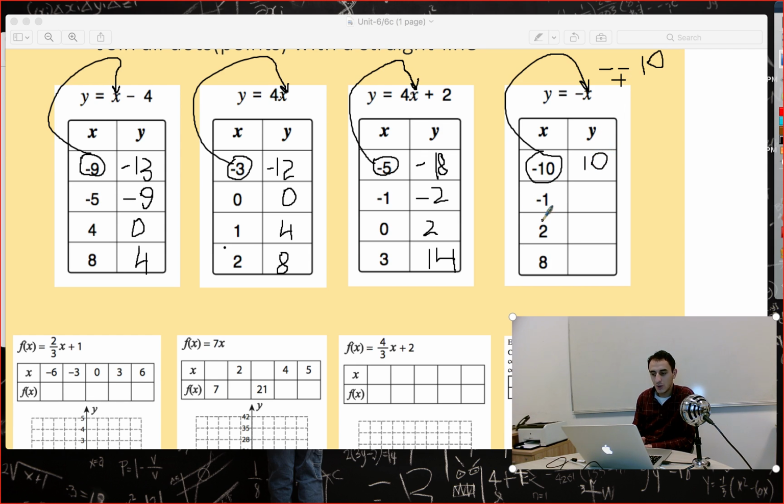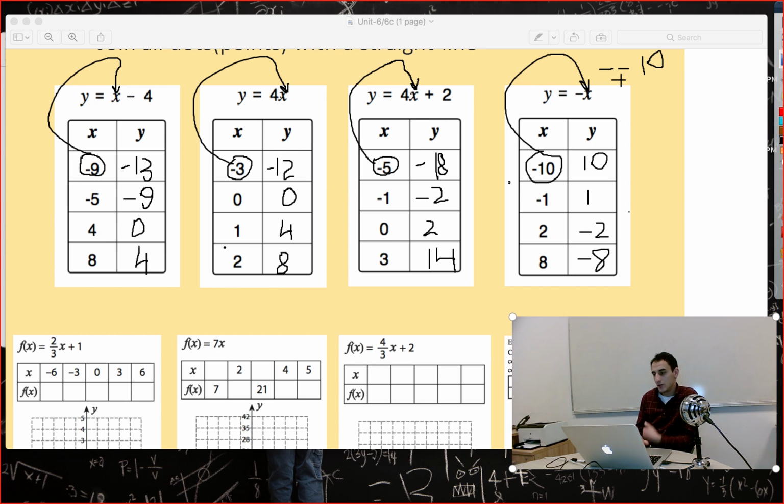Okay, negative 1, change the sign, 1. 2, change the sign, negative 2. 8, change the sign, it will be negative 8. That's our table. We are done. Okay, so any question for the tables? I think no.